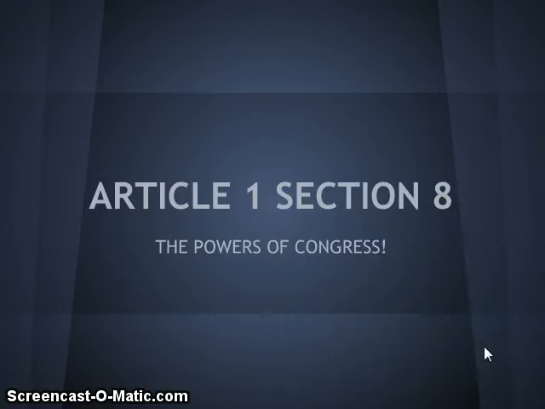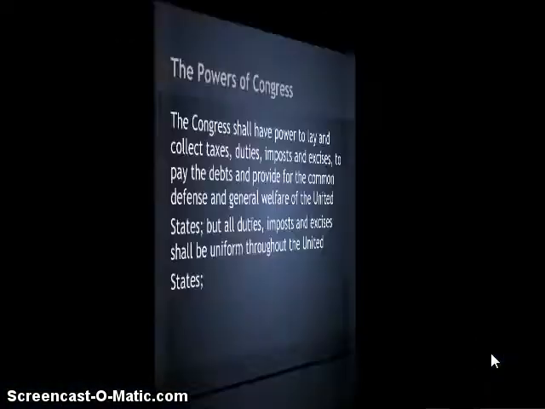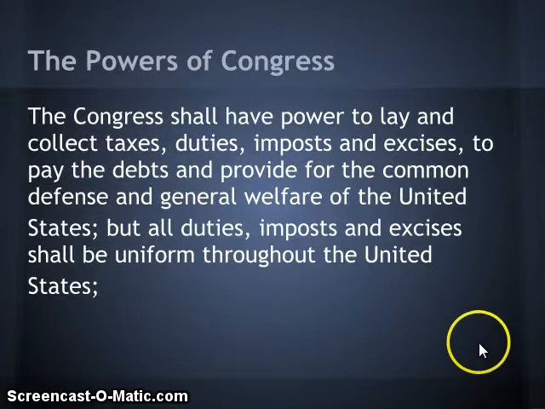So here we go, talking about the powers of Congress, the section that's probably the most powerful and most controversial one out there. This is where Congress gets their power and their authority. The Congress shall have power to lay and collect taxes, duties, imposts, and excises, to pay the debts and provide for the common defense and general welfare of the United States. But all duties, imposts, and excises shall be uniform throughout the United States.